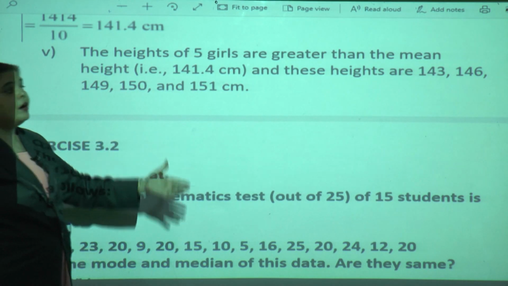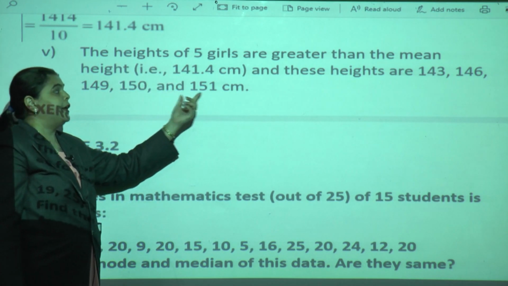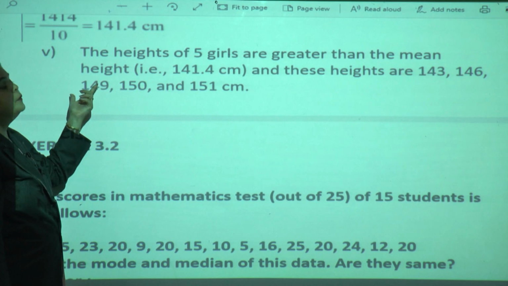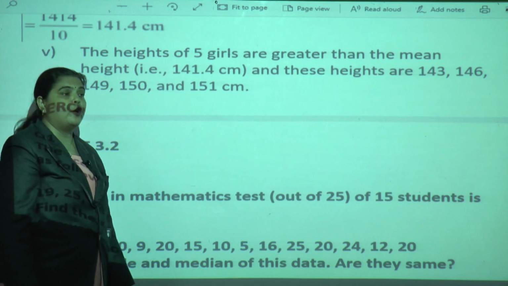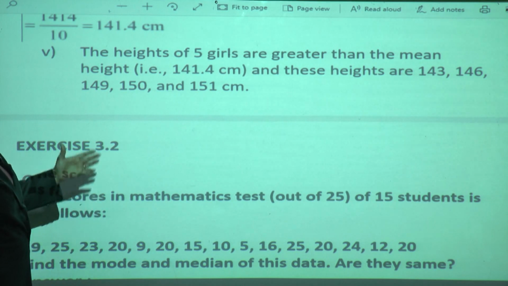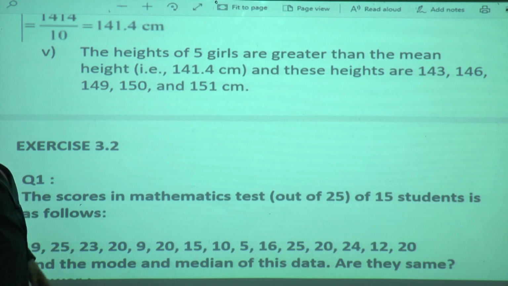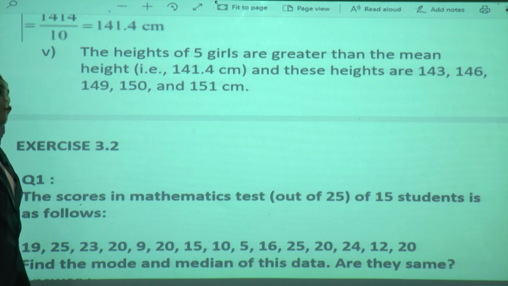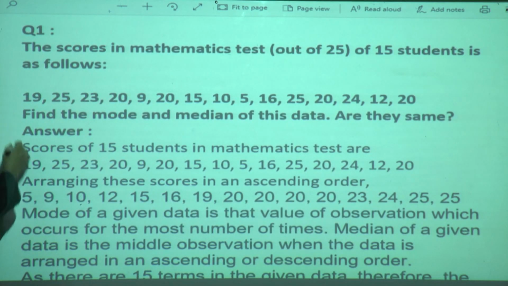So these were the 5 girls whose height I told approximately, because we were not having it in decimal form, we were having a whole number. So we can consider it approximately as 142, and we can find out the girls who are having more height than that. We can say that there were 5 girls whose height was more than 142 centimeters. Now we will go for the next exercise, which is very similar to what we had learned in the introduction.